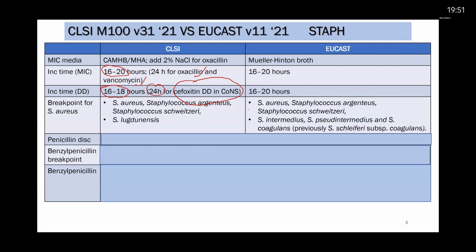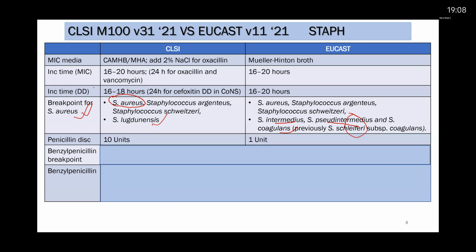What about the breakpoints? What CLSI says is that you have the Staph aureus complex, that includes Staph aureus, argenteus, and schweitzeri. Other than that, lugdunensis. If you get any of these identifications, you have to use the breakpoints recommended for Staph aureus. EUCAST has an additional list to add to it. It adds intermedius, pseudintermedius, and delphini to the list. So other than the Staph aureus complex, we can use these three CoNS also with the breakpoints of Staph aureus.